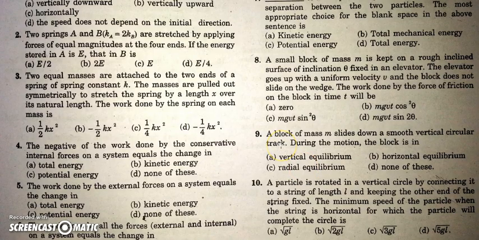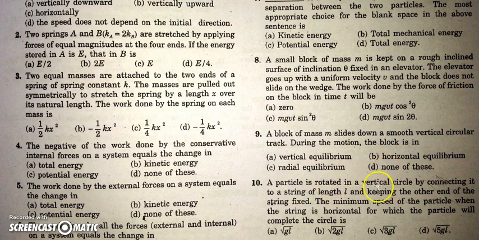In the next question, there's a block of mass m which slides down the smooth vertical circular track. During the motion, the block is in, obviously the block is moving in a circular path, so it is changing its direction of motion, so velocity is changing, hence the acceleration is there, hence we cannot have any kind of equilibrium. So option D will be the correct answer. There is no equilibrium, neither horizontal nor vertical, and also not radial.